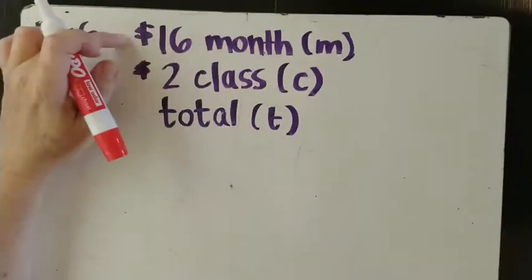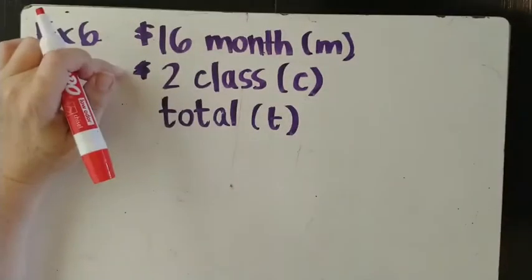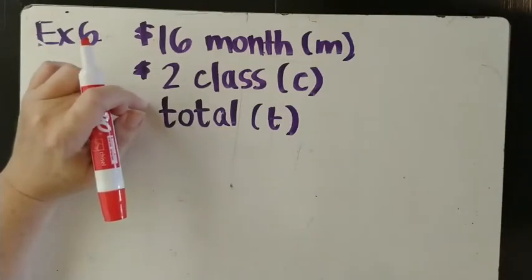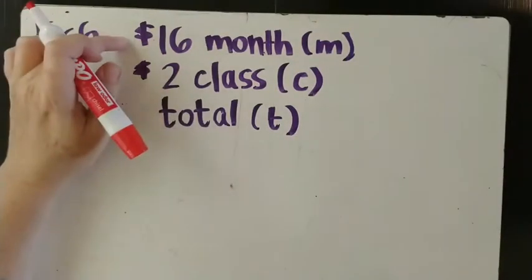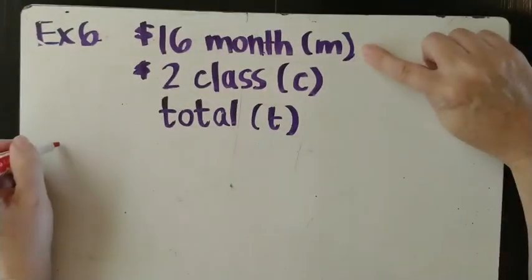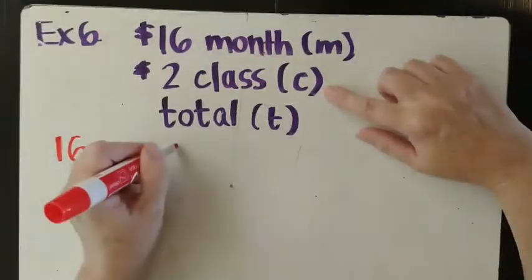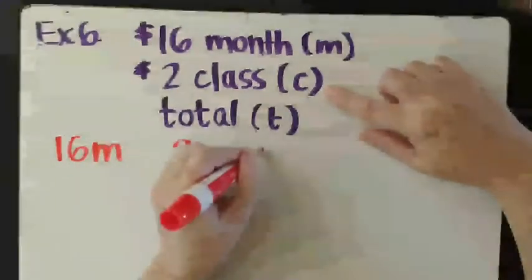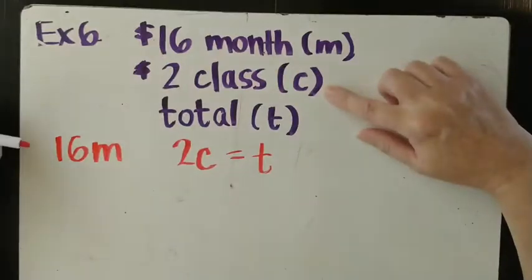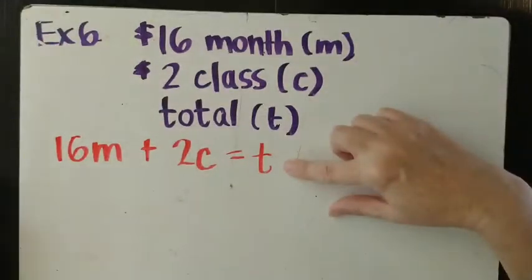So here's the information that we were given. She has to pay $16 a month just for the membership. And each time she takes a Pilates class, it costs her $2. And to find the total, we're going to use the letter T. So $16 per month using the variable M would be 16M. $2 per Pilates class would be 2C, and that has to equal the total. And when we are finding the total of something, we add it together. So here's your expression.